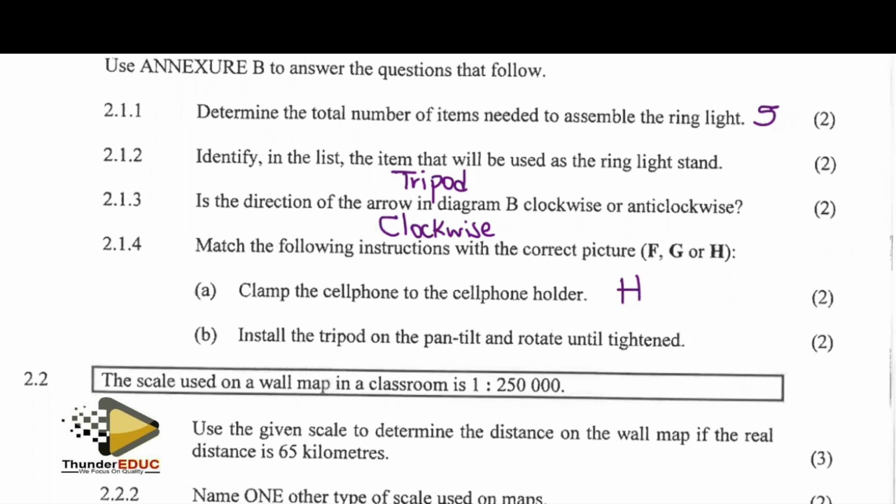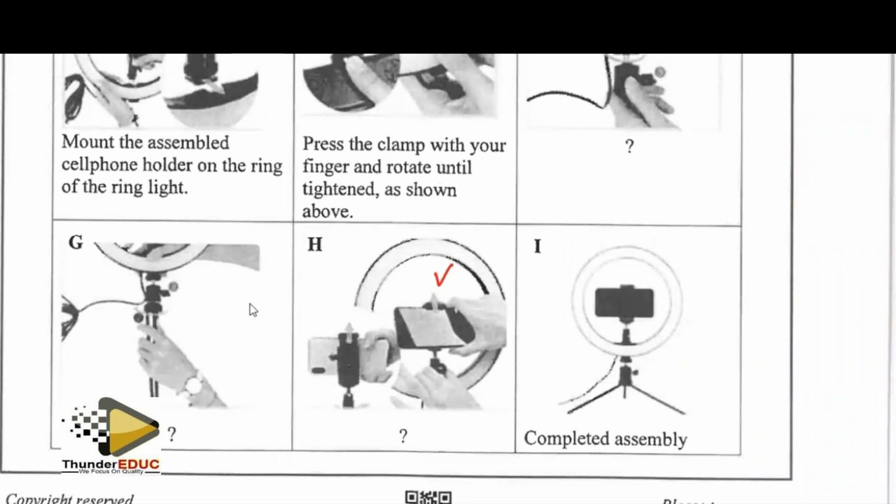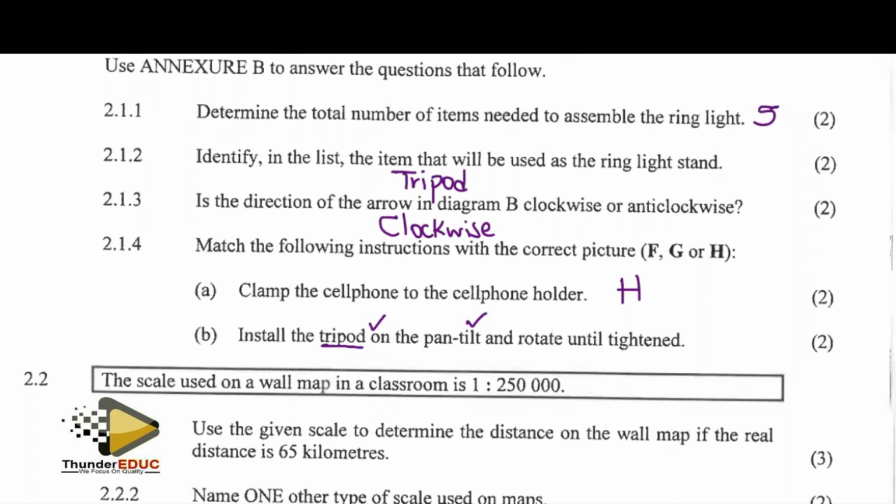Install the tripod on the pan tilt and rotate until tightened. So we are looking for the tripod and the pan tilt. Let's go there and we say tripod, and remember we are using these options. We have these ones that are missing. This is already taken now, and this one. So of these 2 diagrams, which one has a tripod? It's G. Why? I'm taking G because it has a tripod. And remember, I was looking for a tripod and a pan tilt. So it's this one here, and this is the tripod. So it's supposed to be G. So F is nowhere to be seen.